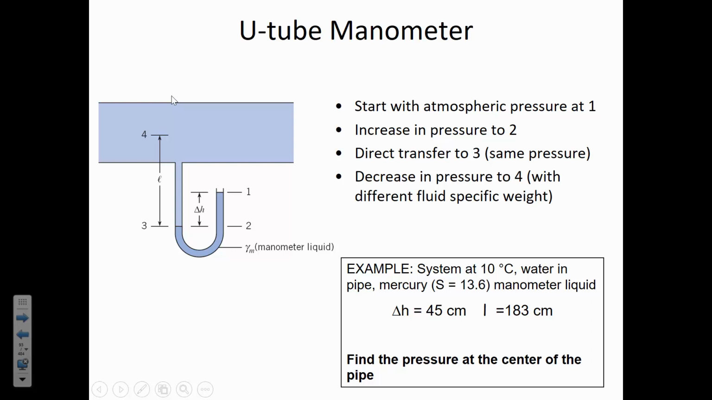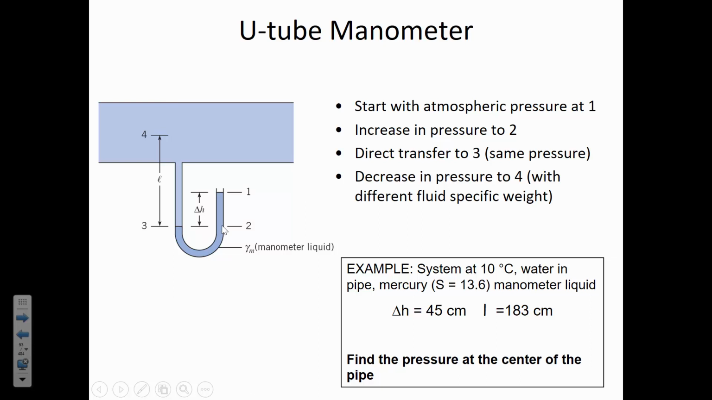Okay, so the pressure at 2 will be the distance. It says in the problem statement it's 45 centimeters that we're going down through that delta H, so 0.45 meters of mercury. Multiplying the 0.45 by 133.416 newtons per meter cubed tells us the pressure at 2 is 60,037 pascals. So that's the pressure at 2.